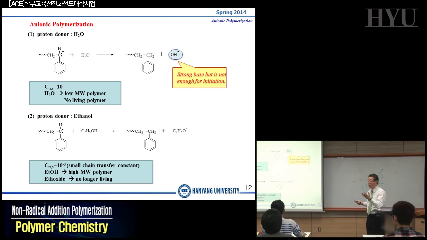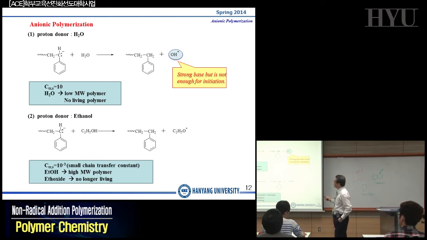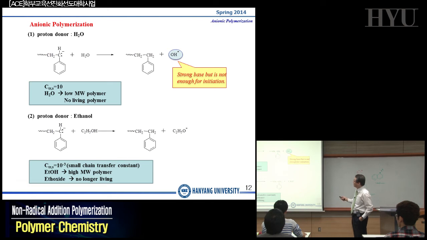The proton donor will be water. If there is water, the proton will be attacked by the carbanion, so you have a terminating agent. Of course, you still have a hydroxide, but hydroxide is not as strong a base as this carbanion, so there is no further reaction. And in this case, the chain transfer coefficient of water is very high. The chain transfer constant for the solvent is about 10.